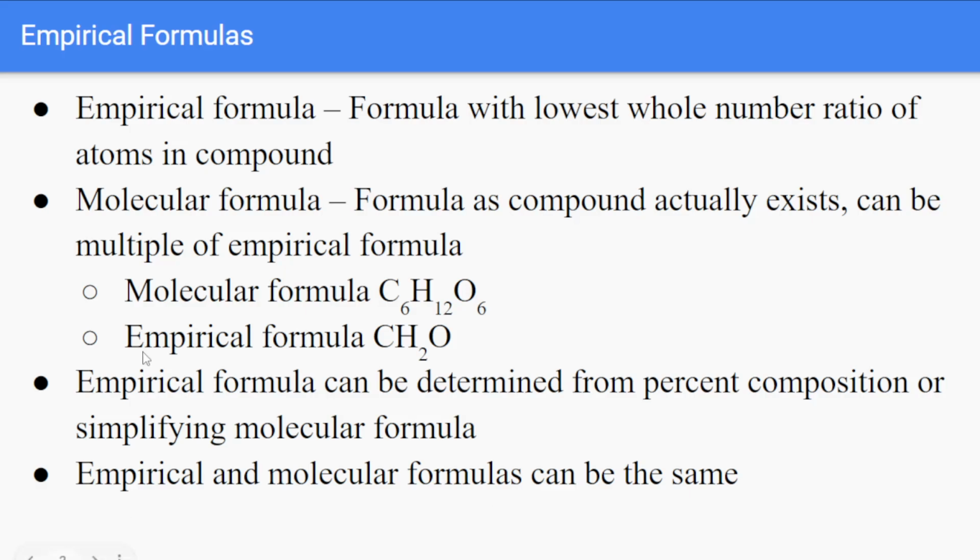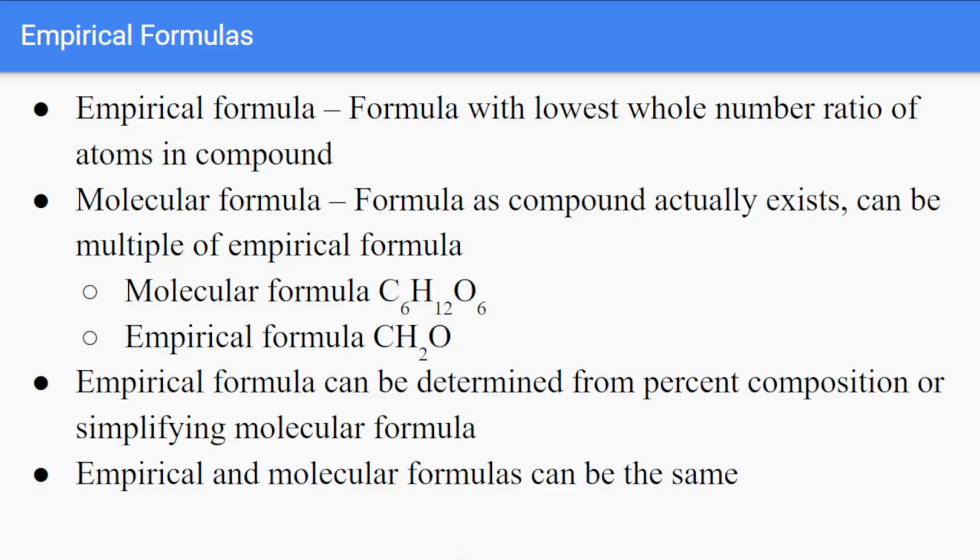For example, if you have an empirical formula, CH2O, well, if you just multiply this whole thing by 6, that would give you 6 carbons instead of 1, 12 hydrogens instead of 2, and then 6 oxygens instead of 1. So the molecular formula would be the accurate formula. The empirical formula would be a simplified version of that.